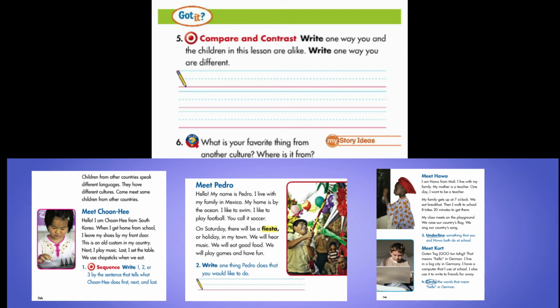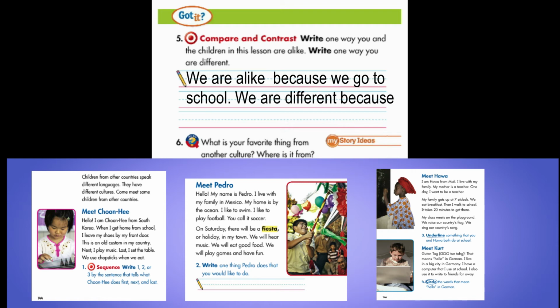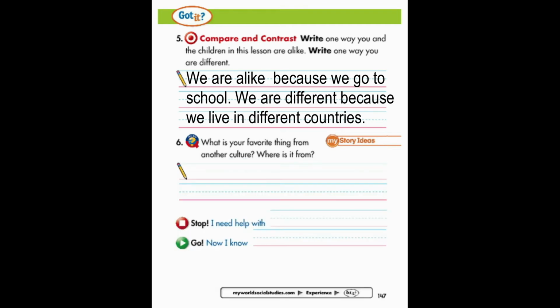I am going to write, we are alike because we go to school. We are different because we live in different countries. Question 6 says, what is your favorite thing from another culture? Where is it from? Think back to what culture means. It's the way people live. That could mean anything: food, music, holidays, customs, where they go to school, how they work, how they live.